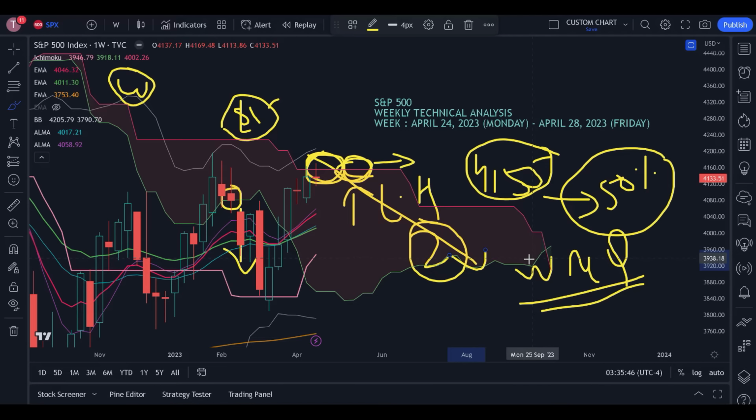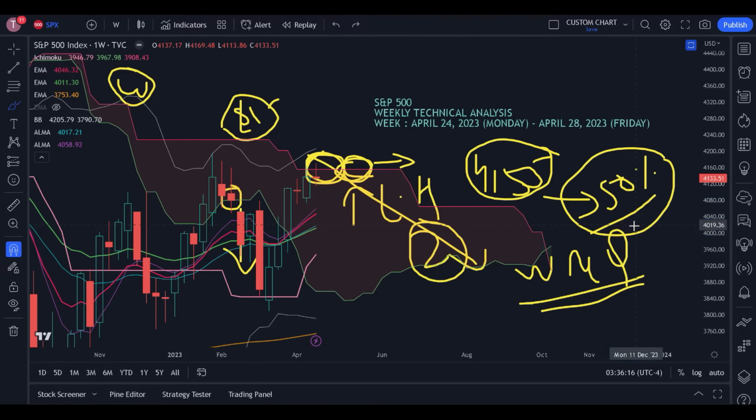Last week I showed you the report from the Federal Reserve, that the Feds are anticipating that the recession will be there for the next 2 years, and then by mid-2025 we can expect the entire economy to come out of the recession. So anyway, 4155, yes, because of the 50% Fibonacci retracement level.